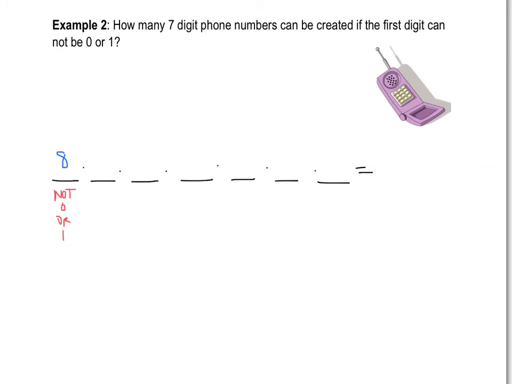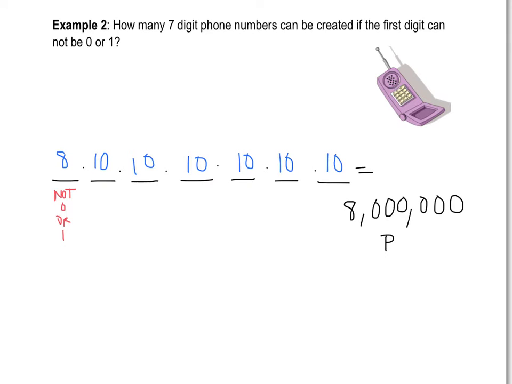Everything else can include 0 and include 1, so that's 2 more options. So there's 10 choices here. And then each of those can be any of those 10 choices. So now multiplying all of that together, we get 8 million phone numbers.